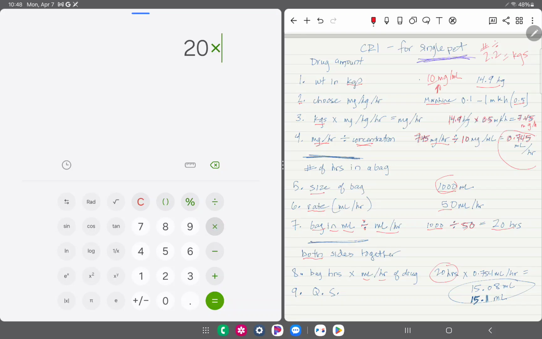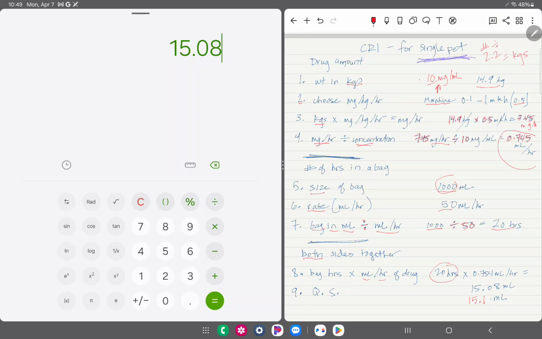And when you do that math, let's go ahead and do that math. 20 times 0.754, and you get 15.08. Rounding is absolutely allowed because our lives would be silly without it. Ugh, I don't like how I wrote that. So 15.1, because I can draw up 15.1 mils.